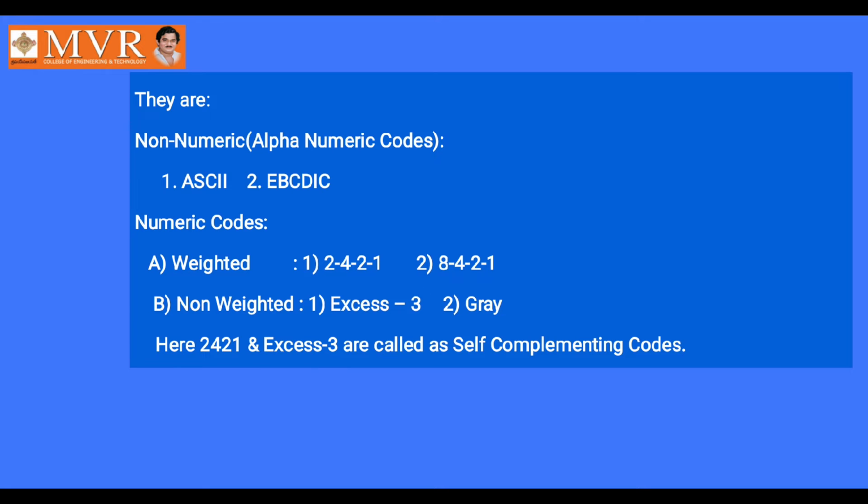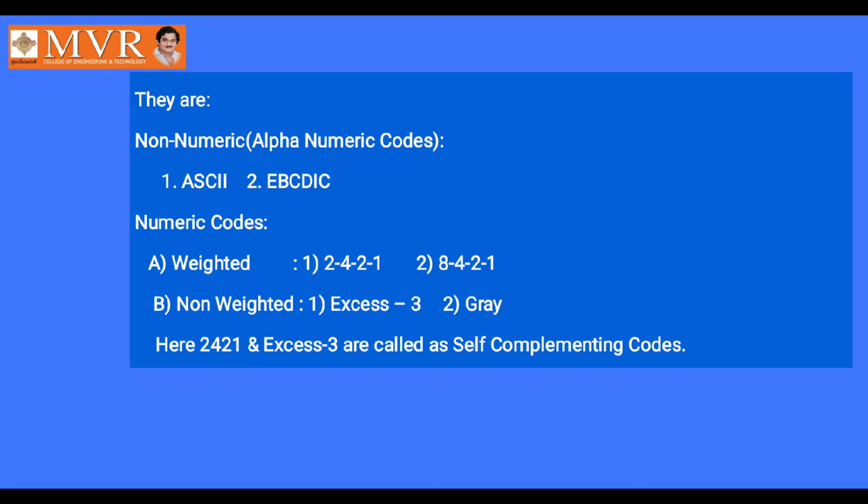In numeric codes, we have further classification into weighted codes and non-weighted codes. If you see the slide, there are 2 types of weighted codes given, 2421 and 8421. We will discuss these in detail later; I am just giving you an overview of this classification. The second category, non-weighted codes, again has 2 types, XS3 code and gray code.